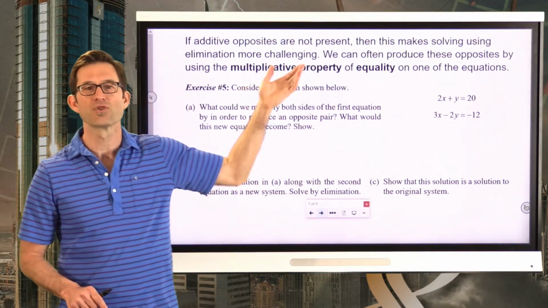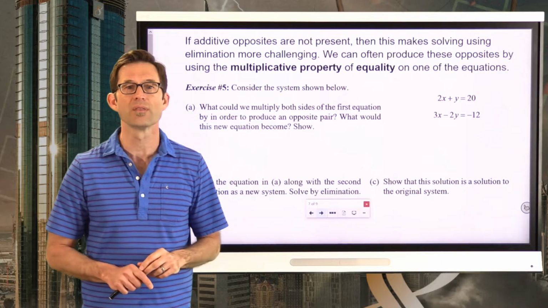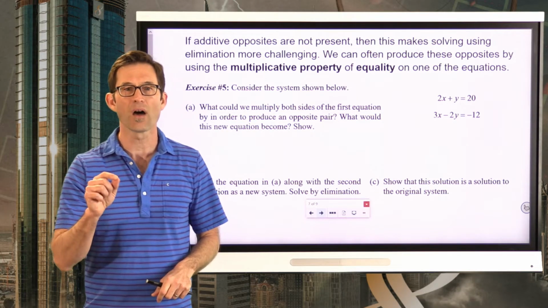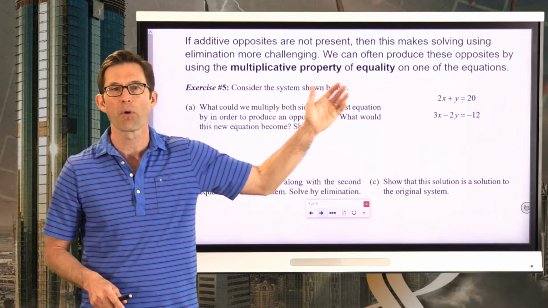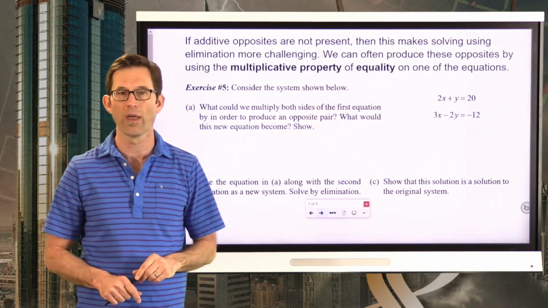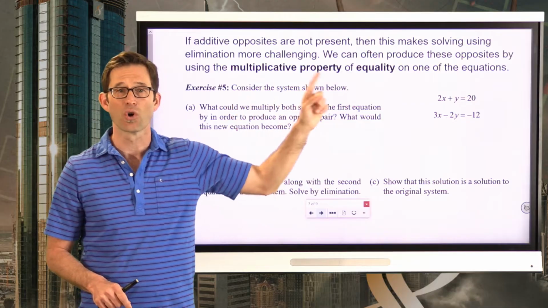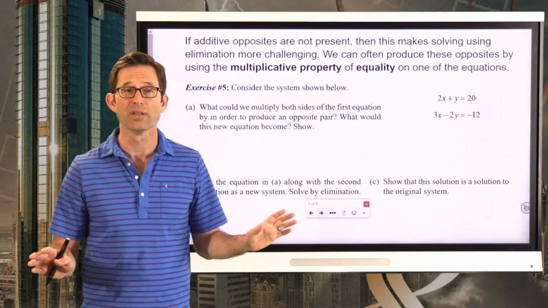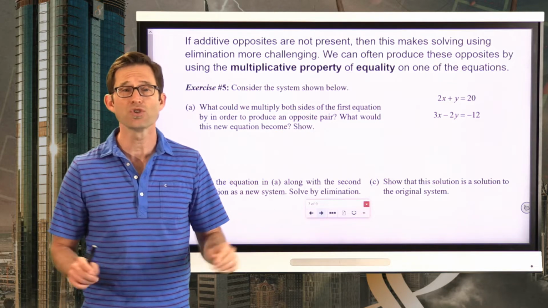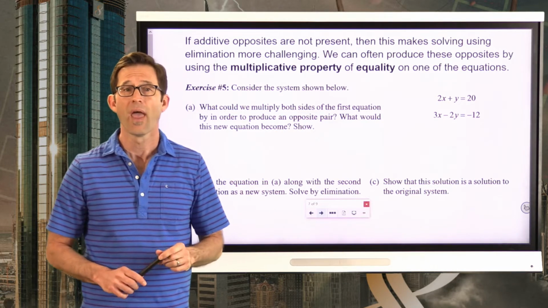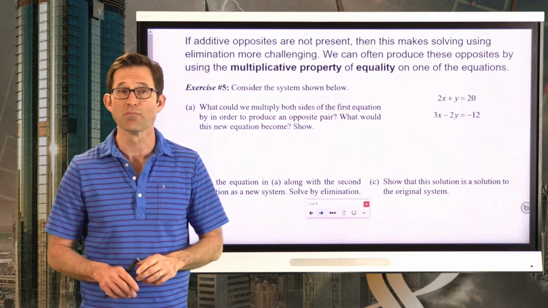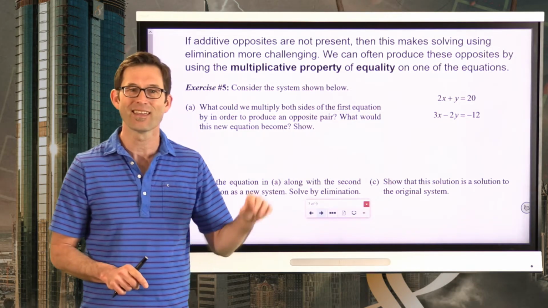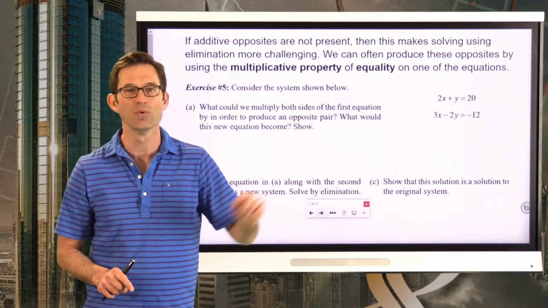If additive opposites are not present, then solving using elimination is more challenging. We can often produce these opposites by using the multiplicative property of equality on one of the equations. Now, that's a fancy term, but all the multiplicative property of equality says is you can take any single equation you want, and multiply both sides of that equation by any number you want, as long as you multiply both sides. You can't do something to one side and not do it to the other side.